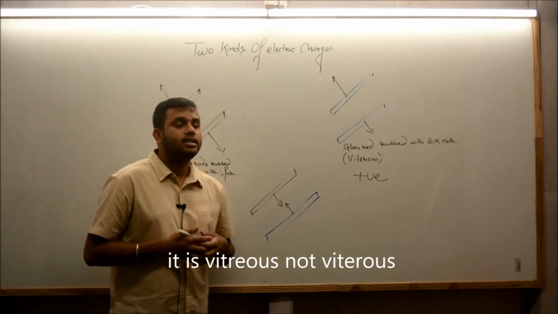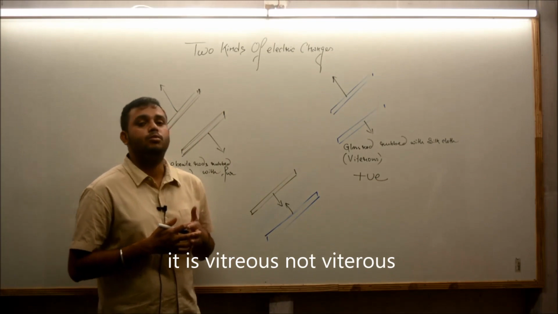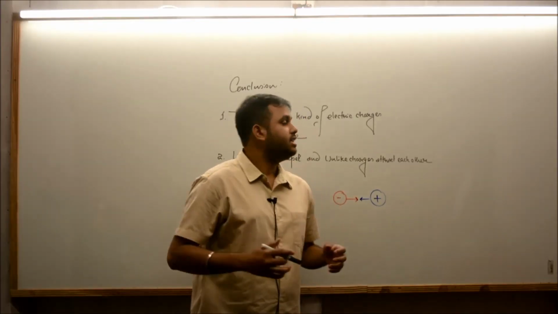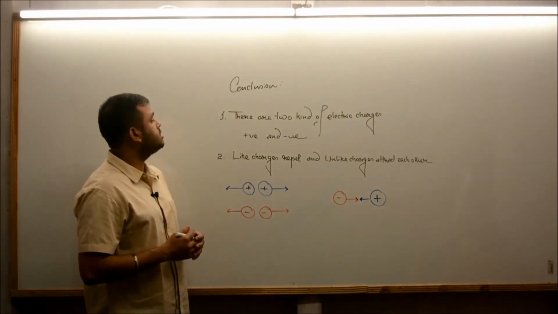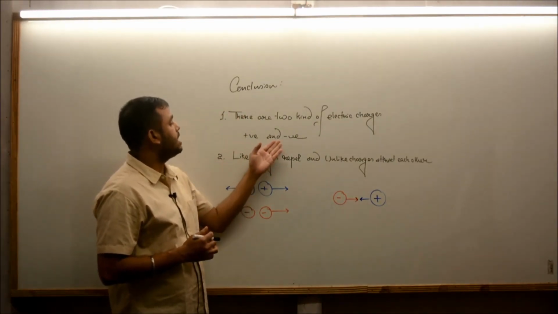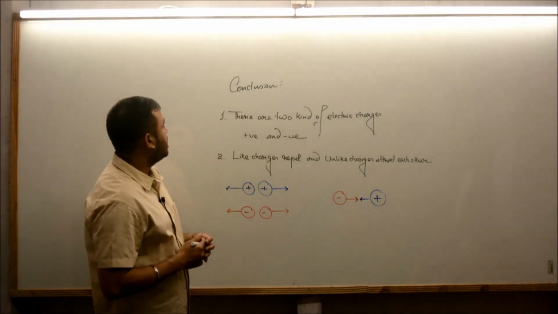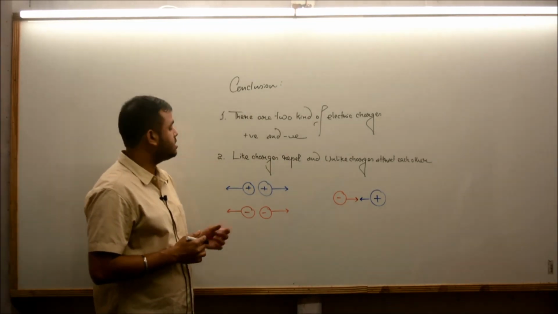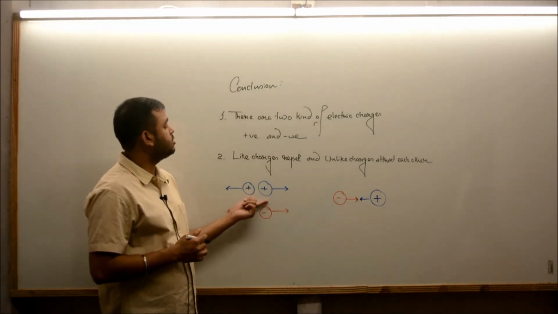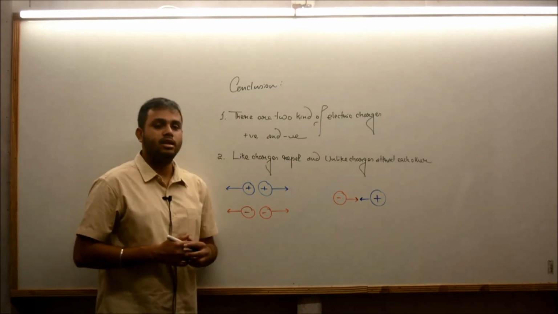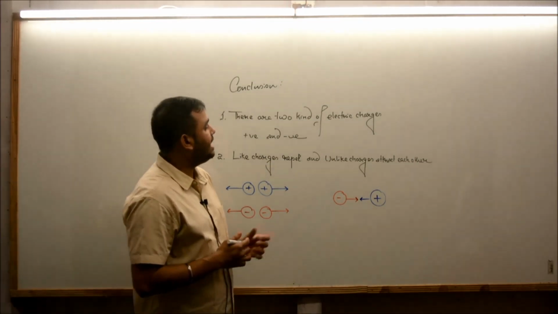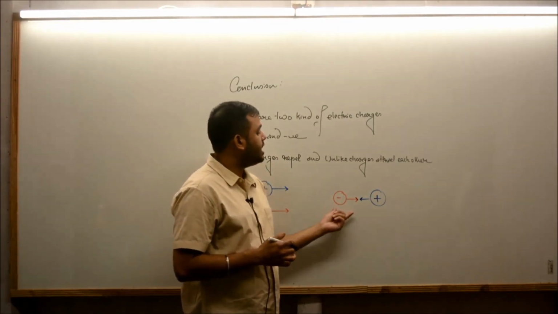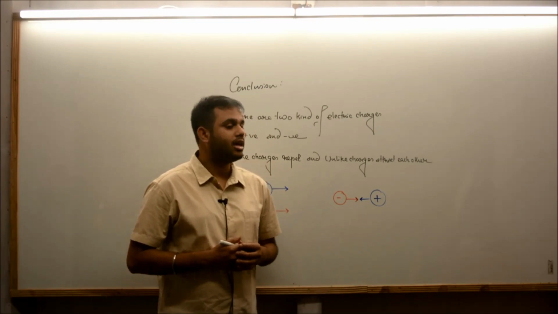So we came to know that there are two kinds of electric charges. One of them is positive, another is negative. So now we can conclude that there are two kinds of electric charges. One is positive and another is negative in nature. And the next point is that like charges repel. That means if the two charges are of the same nature, whether positive positive or negative negative, they will repel each other, and unlike charges attract each other. That means if the charges are of different nature, then they will attract each other.